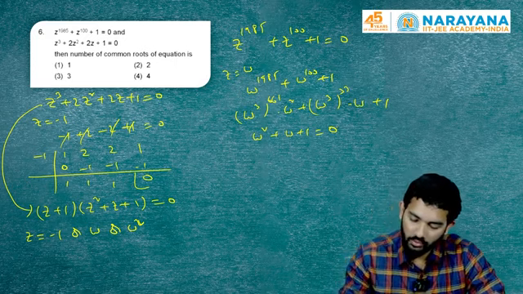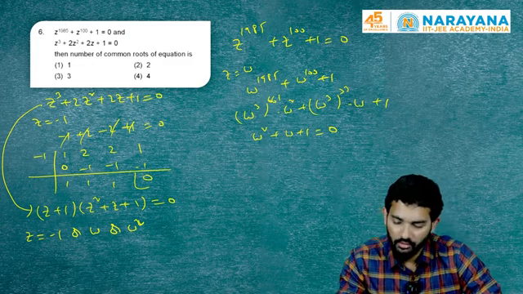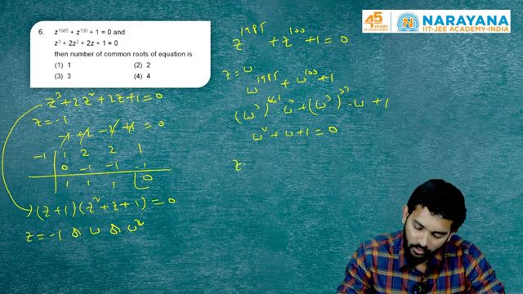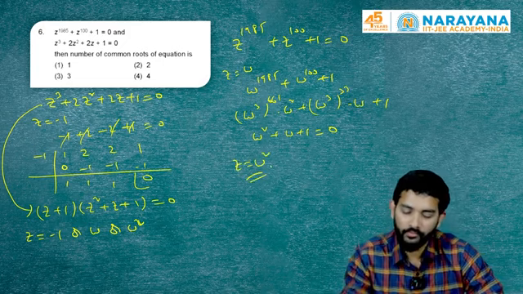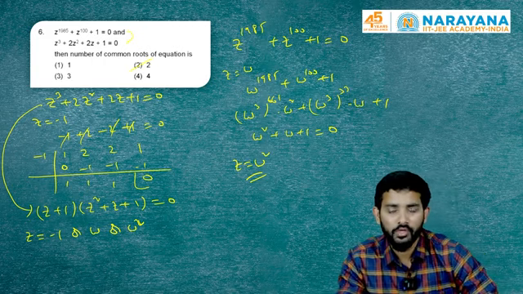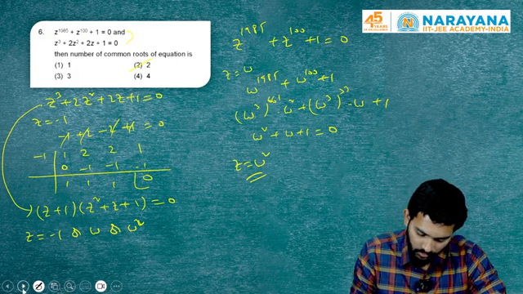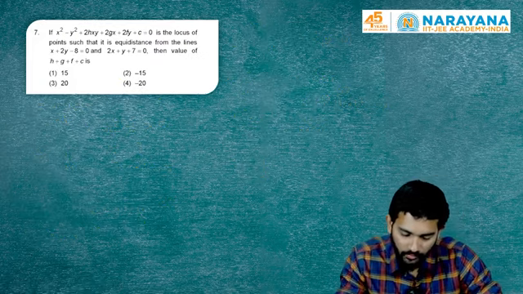Now if omega is a root, then omega square will also be, because the roots will be conjugate. If the coefficients are real, roots will exist in conjugates, so z equal to omega square is also a root. So the number of common roots between these two things will be 2. There are 2 common roots between these two equations. So let's go to the next question.